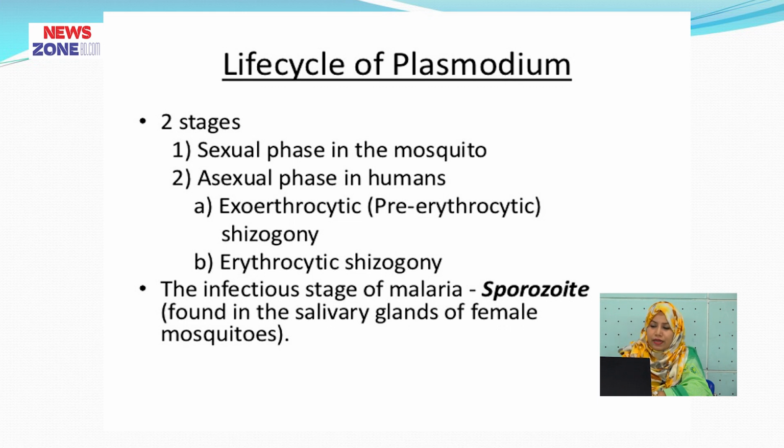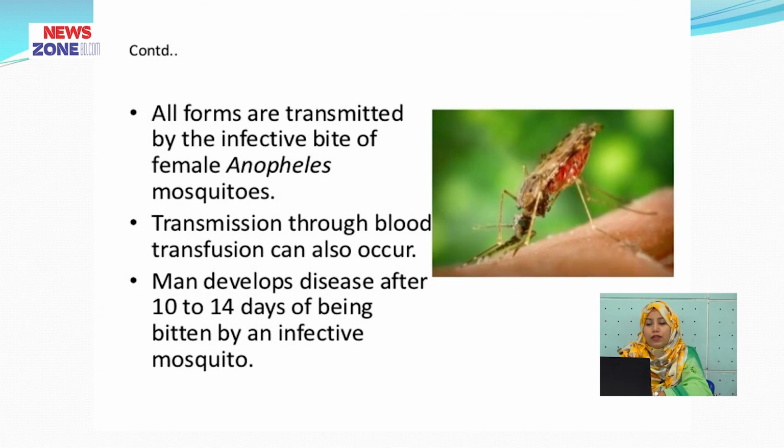The infectious stage of malaria is the sporozoite. This is very important. I am again mentioning that the sporozoite is the infectious stage of malaria. Where is it found? It is found in the salivary glands of the female Anopheles mosquito. Now, all the forms are transmitted by the infective bite of the female Anopheles mosquito. Not only the sporozoite, all the forms are transmitted, but the sporozoite is the infective form. Transmission can also occur through blood transfusion, and disease may develop 10 to 14 days after being bitten by an infective mosquito.